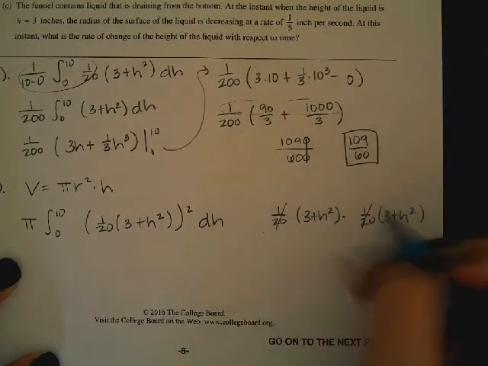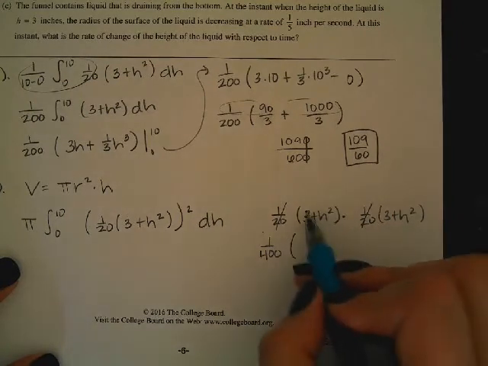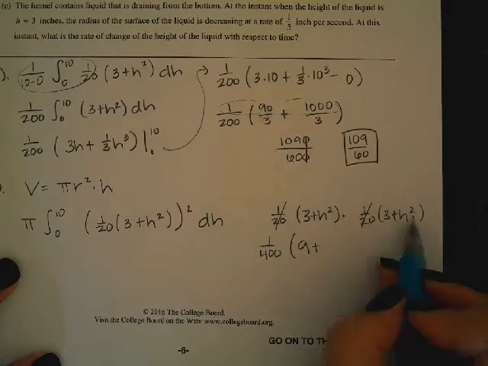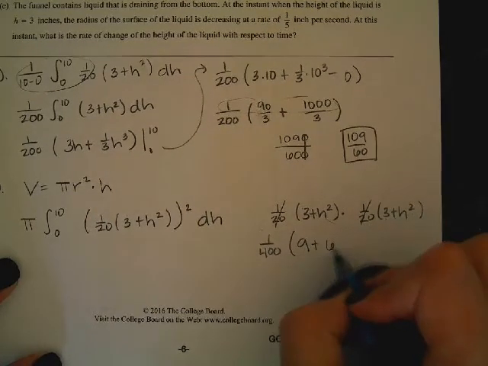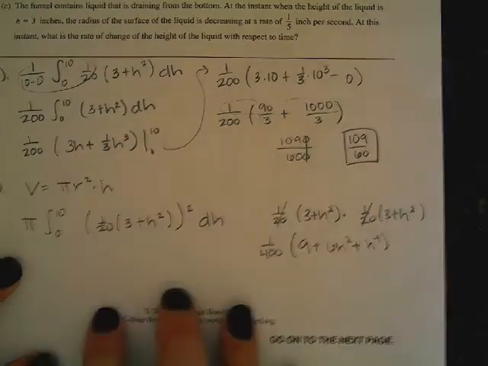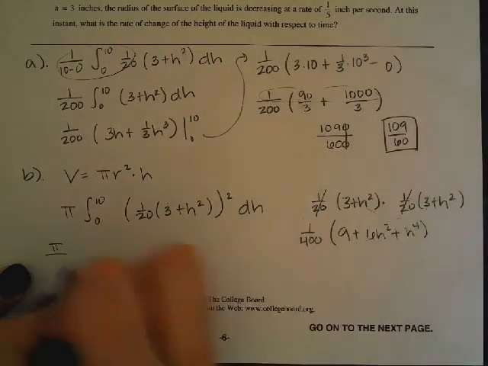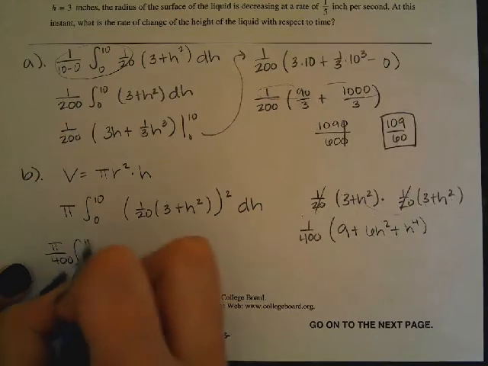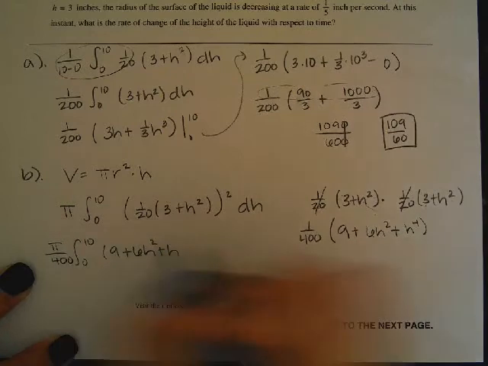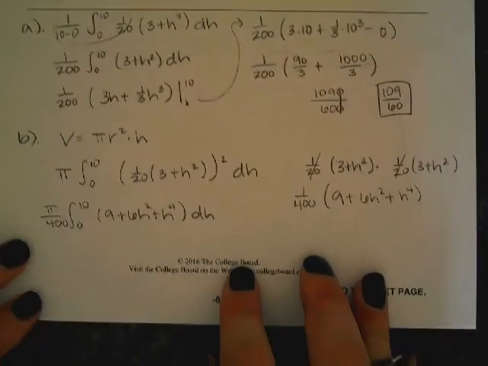And the 1/20th I'll just pull to the front is 1/400th. And then I can FOIL this. So I've got 3 times 3 is 9, 3 times h squared plus h squared times 3, and then h squared times h squared. Okay, so I've got the pi in the front. I'm going to move the 1/400th to the front. And then I've got 9 plus 6h plus 6h squared plus h to the 4th dh. So that's the work that I'm doing by hand.